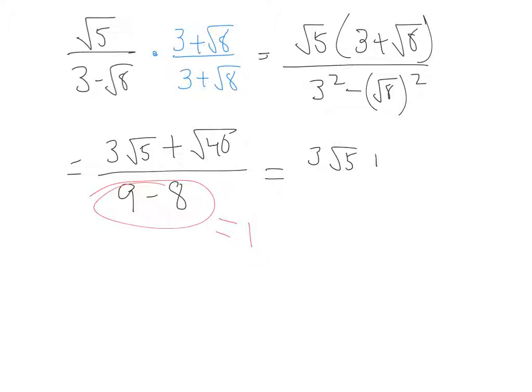root 40. Now with root 40, we're going to pull out any pairs of factors, and so what we have is 2 that we can pull out because there's 4 in 40. That leaves us with root 10, and so what we're going to have is 3 root 5 plus 2 root 10 is going to be our answer.